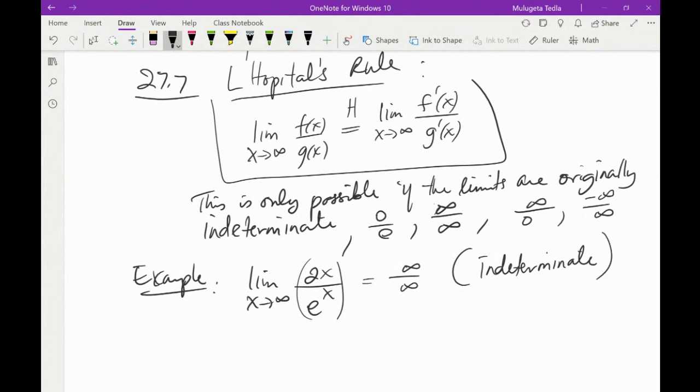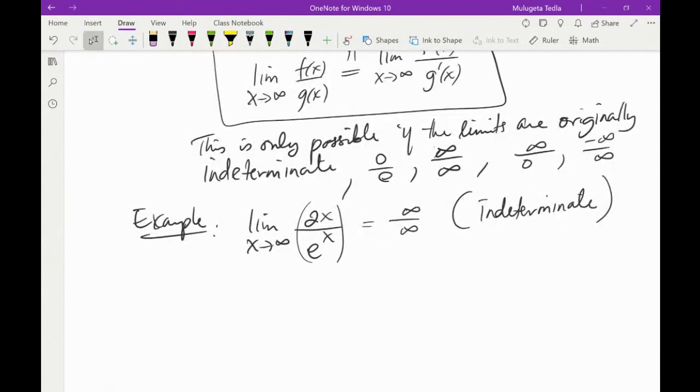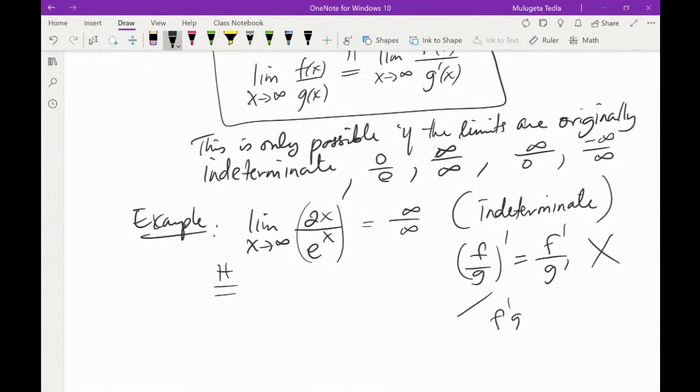So if it's indeterminate, then you can apply L'Hopital's rule. Only in L'Hopital's rule do we take the derivative of f and g separately, f prime over g prime. That's not true in a normal derivative. It is the quotient rule, f prime g minus f g prime over g squared. That's the derivative rule we know. But L'Hopital's rule works for limits. You know what I mean?